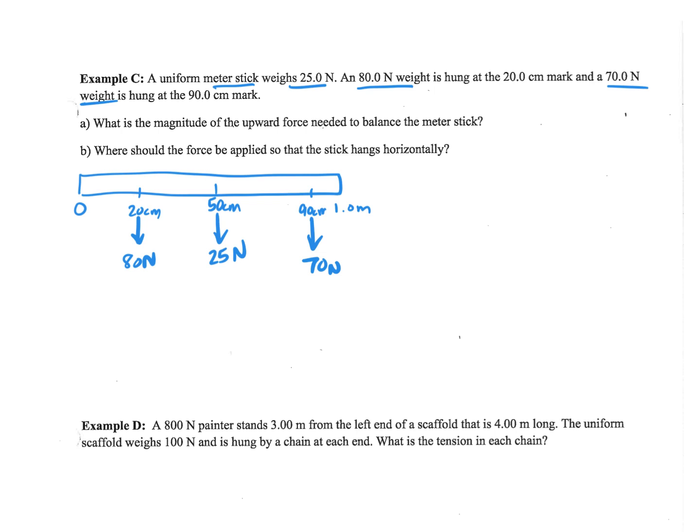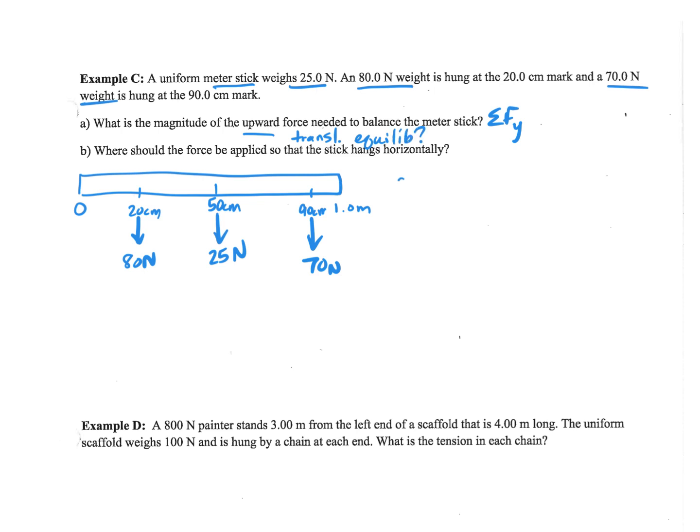So the first thing we have to figure out is what? Is it in equilibrium? Is it in translational or rotational equilibrium? Is it in translational equilibrium? No, it isn't, is it? Because every one of those forces is pointing which way? Down. So it says, what's the magnitude of the upward force needed to balance the meter stick? This would be sum of the forces in the y direction, wouldn't it? In other words, what it's asking you is, is it in translational equilibrium?